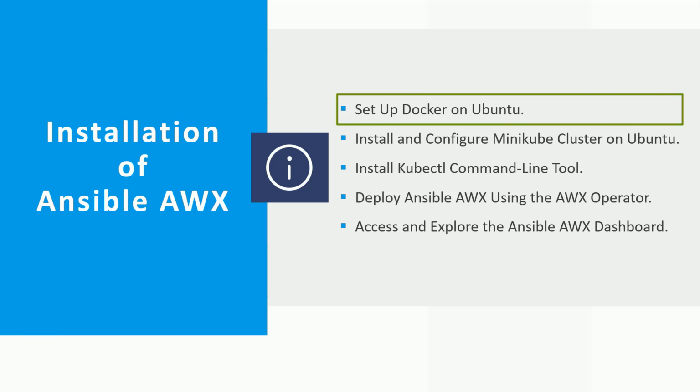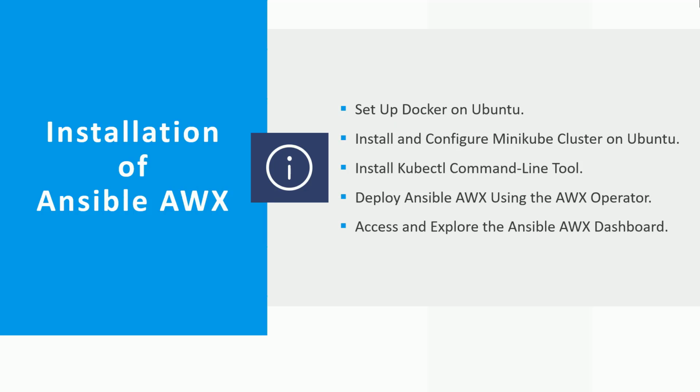So first we will install the Ubuntu operating system and update the system, and then set up Docker to prepare the environment. And then we are going to install and configure Minikube cluster along with the kubectl command line tool for the AWX environment. And once the Minikube cluster is ready, we are going to deploy Ansible AWX using the AWX operator. And finally, we will access and explore the Ansible AWX dashboard. So this is the step-by-step process of installing Ansible AWX.